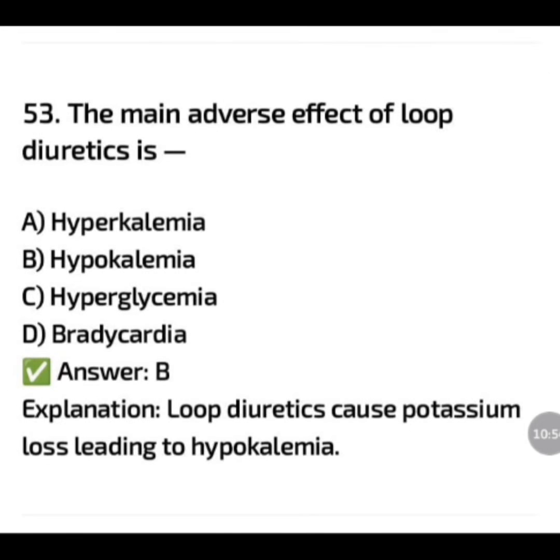The main adverse effect of loop diuretics is: hyperkalemia, hypokalemia, hyperglycemia, or bradycardia? The correct answer is option B, hypokalemia. Loop diuretics cause potassium loss, leading to hypokalemia.